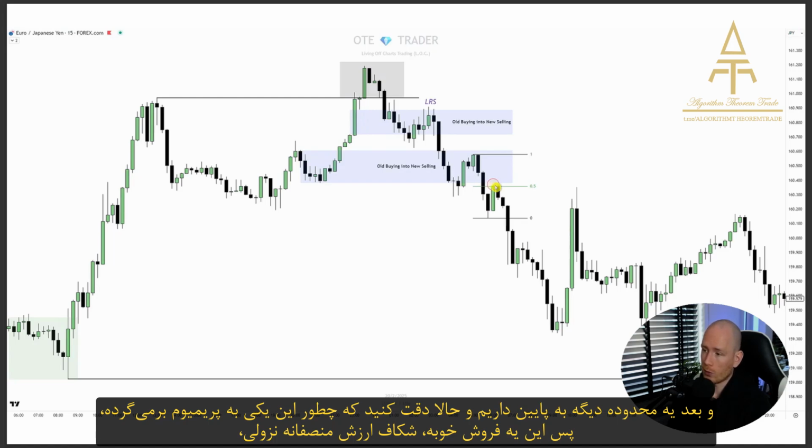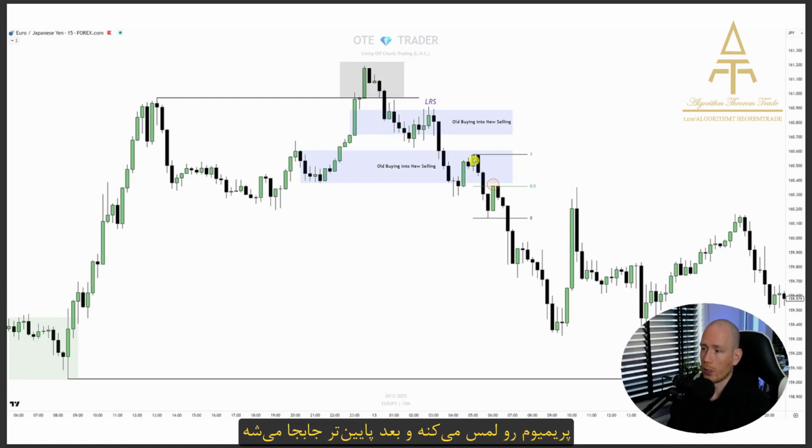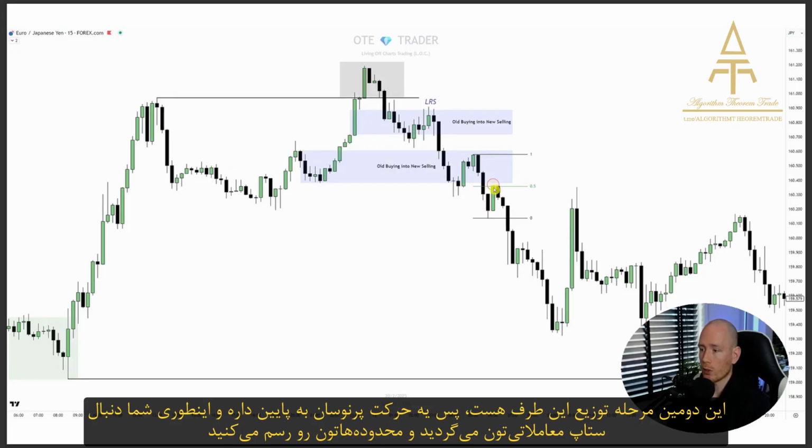Bearish fair value gap, taps premium, and then displaces down lower. This is the second stage distribution over here. So there's a volatile move down. And this is how you look for your trade setups and draw out your ranges.